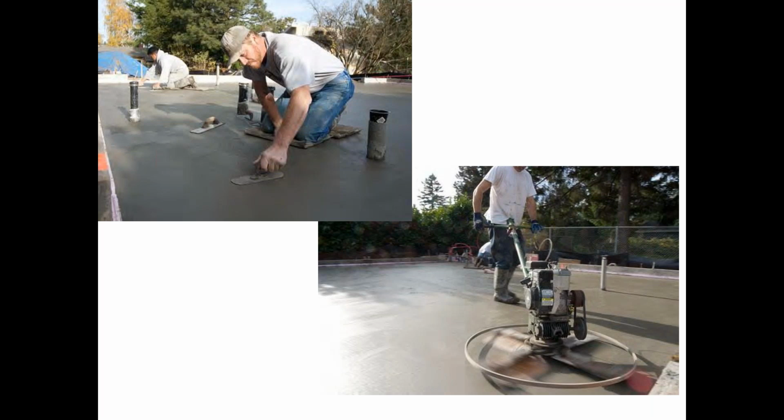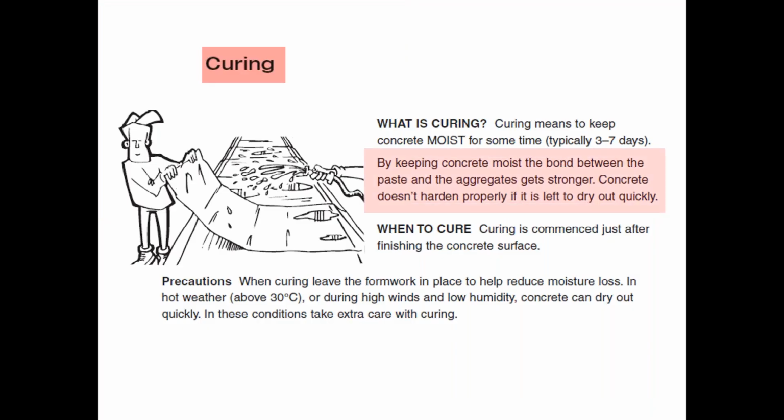Now you can do all of that, and if you don't cure it properly, then you've wasted your money. So what is curing? Curing means keeping the concrete moist for a certain amount of time, and that can be anything from 3 to 7 days. And why you want to do this, if you keep it moist, the bond between the concrete paste, which is cement and water, and the aggregates just gets stronger and stronger and stronger. And that increases the MPa and the hardness and everything else. If you don't do this, you don't get such strong, hard concrete.